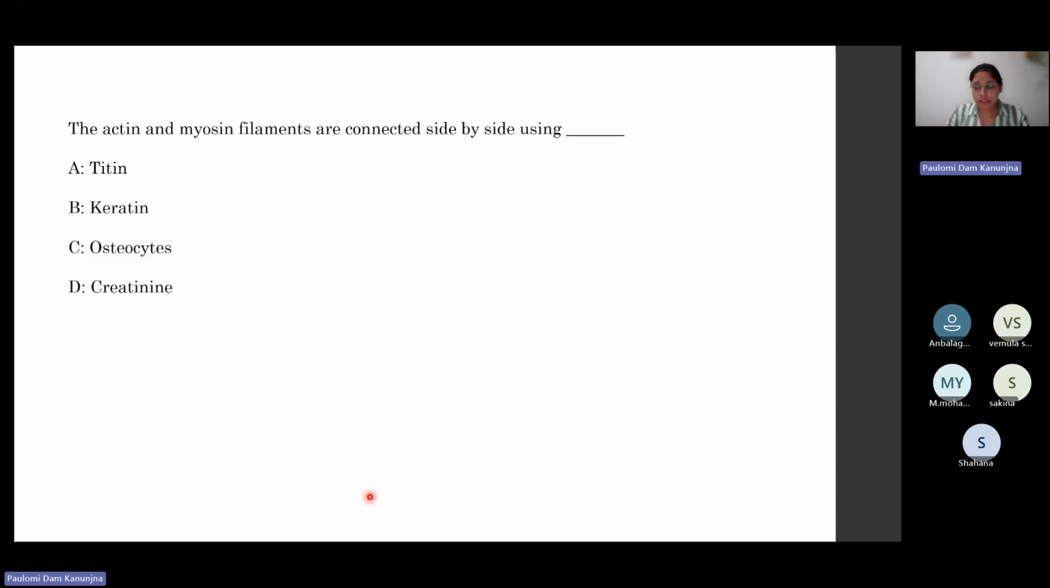Now, the actin and myosin filament are connected side by side using which of these following proteins? Take a guess. Yeah, I band is correct. So you have your actin myosin, you know where they can come adjacent. So which of these proteins help in that connection? Again, at least two of these terms you know already. Do you think they have a role here or is it something else?